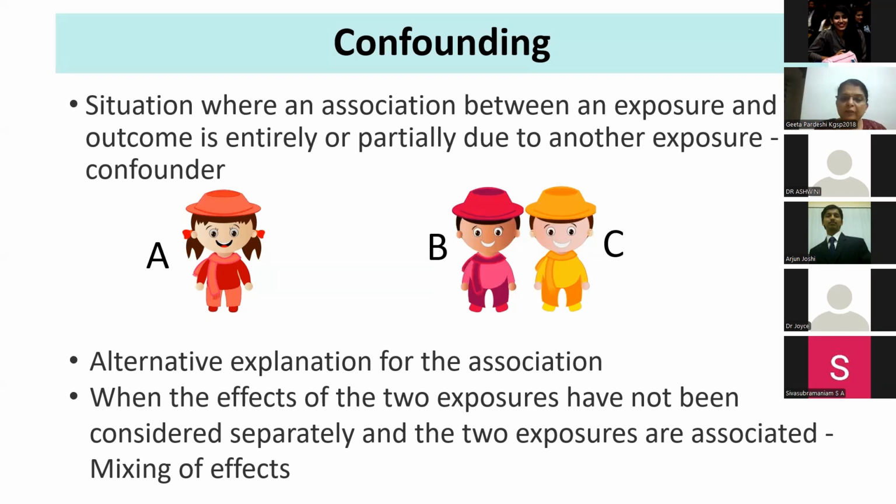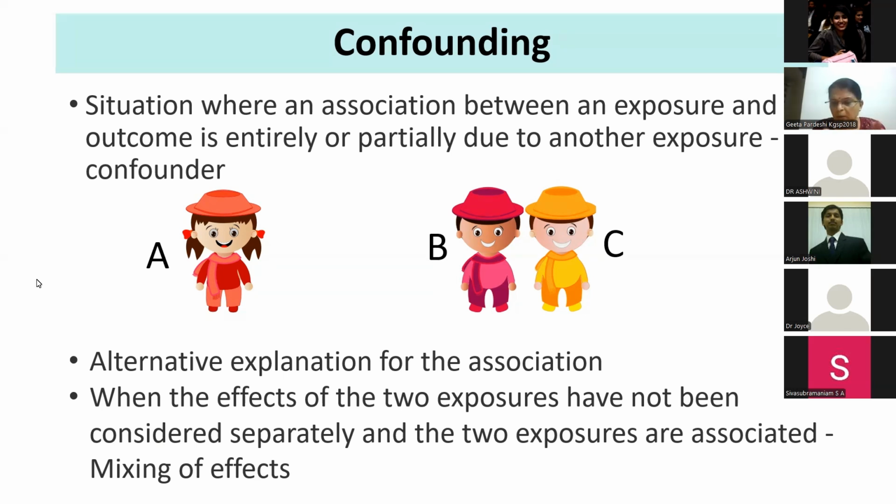And then, of course, when the effects of two exposures have not been considered separately, and the two exposures are associated, again, there is mixing of effects. There are two exposures, and those are simultaneously affecting the outcome. You have not separated out the effects of these two exposures. Then there is mixing of effect, and that leads to confounding.